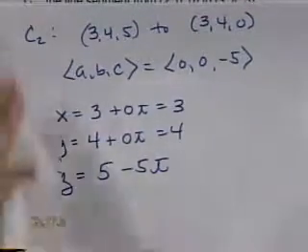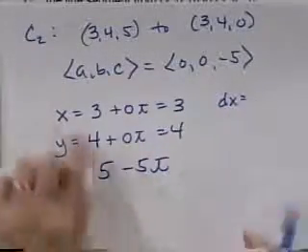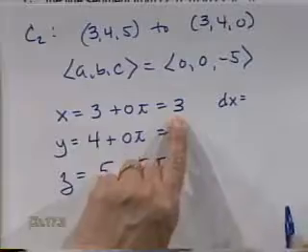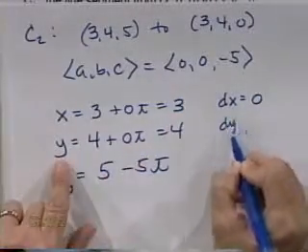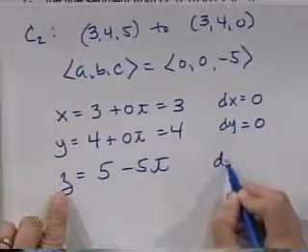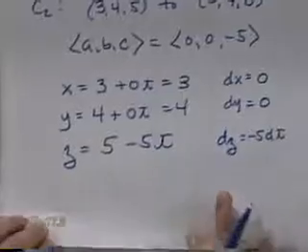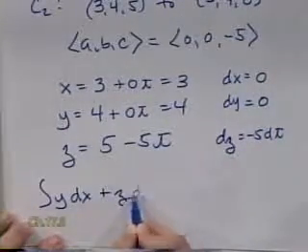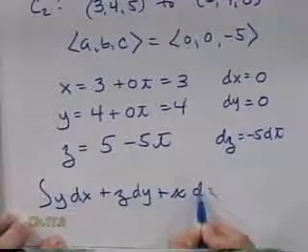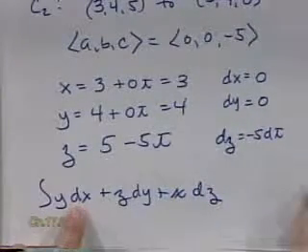Now notice this, people. If x is 3, what's dx? Well, it's dx/dt times dt, but what's dx/dt? 0. dy is 0. dz is negative 5 dt. So when I go back to this integral, y dx plus z dy plus x dz, and I'm going to evaluate it, x is 3.